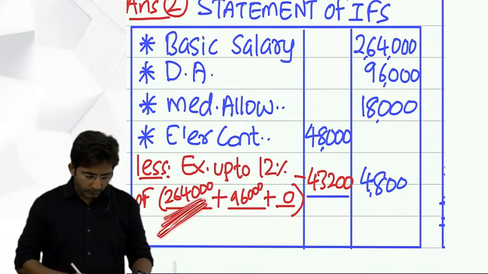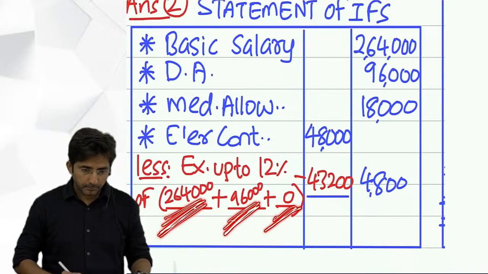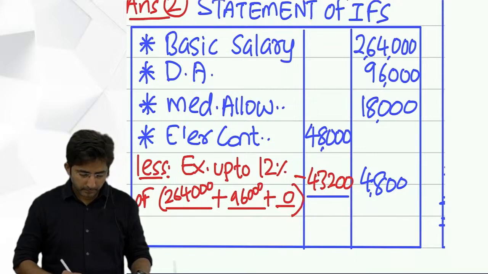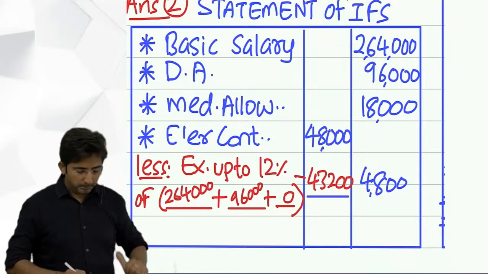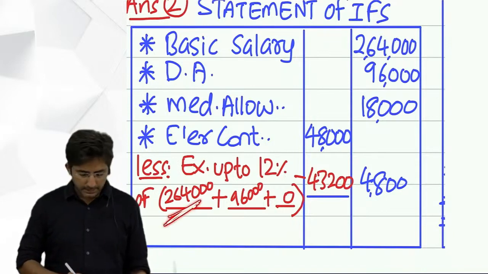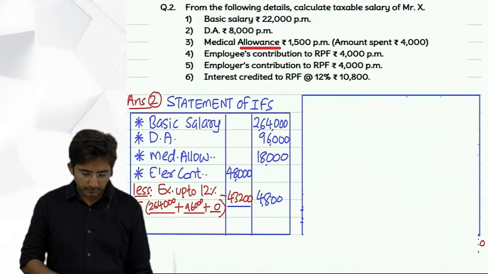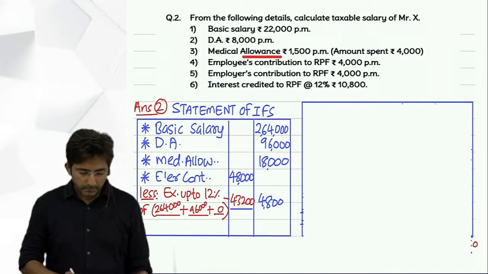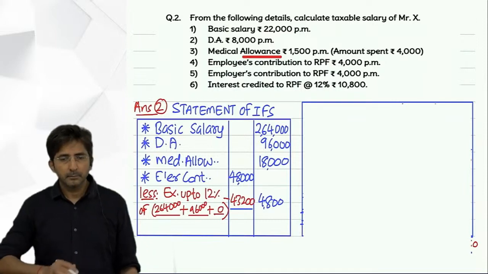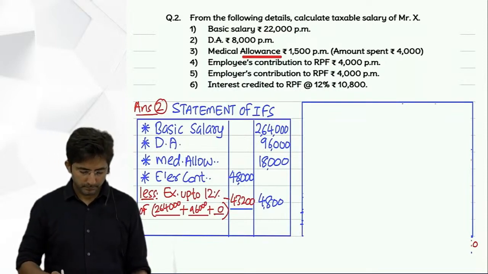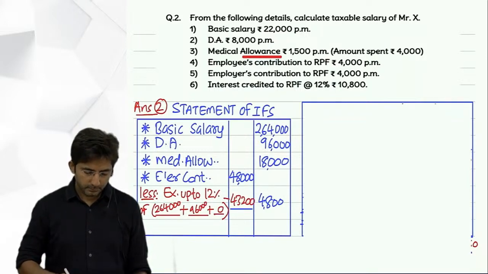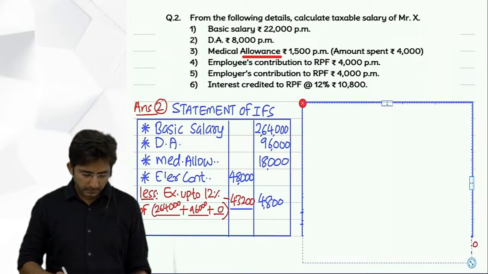So 12% of basic plus DA plus turnover commission. Have you shown like this? Basic 2,64,000, DNS allowance is 96,000, turnover commission is not there in the question.